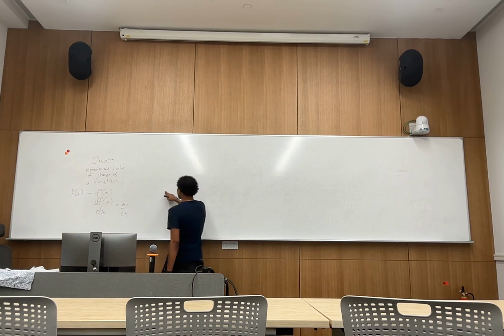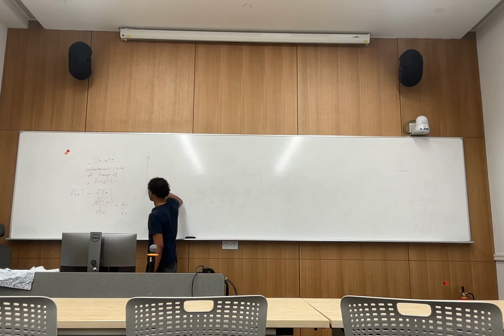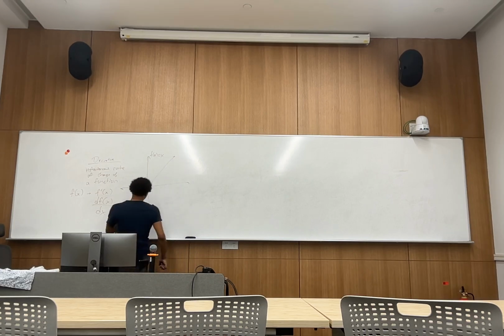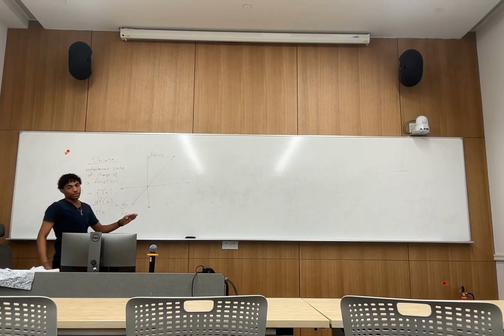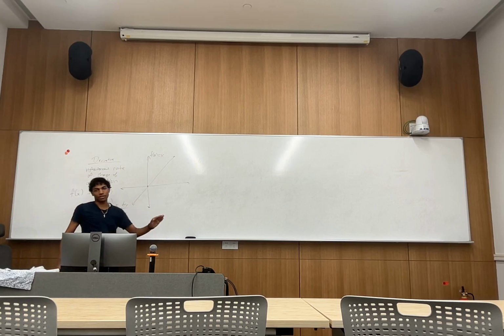So let's look at what this looks like in a linear case. Let's say we have a function f of x equals x, right? So this is a very nice function, crosses our origin, and it's a linear function, meaning our rate of change is constant. Our slope is constant.